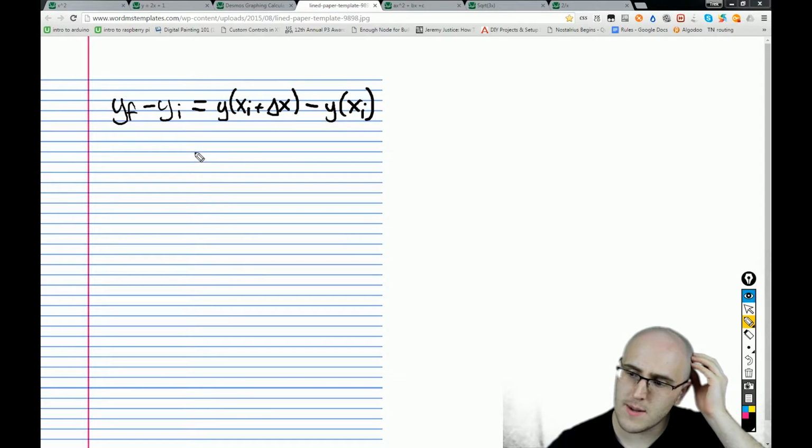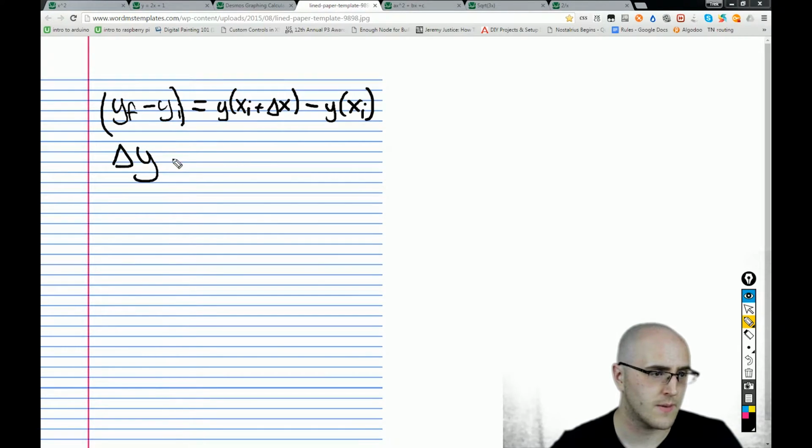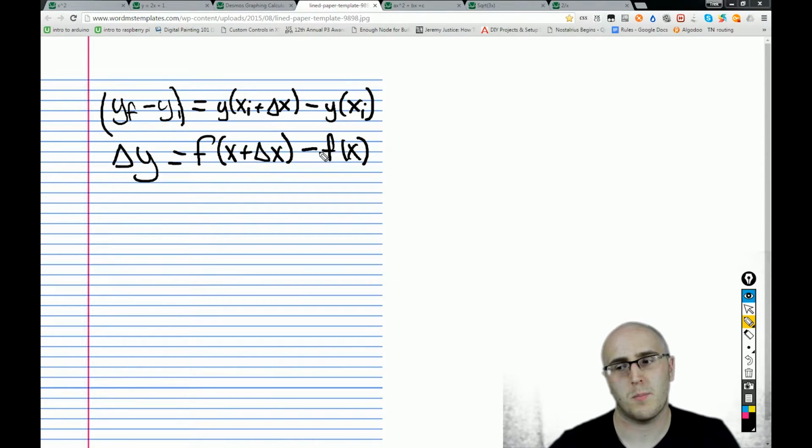Well, I'm going to substitute in some symbols here. Let's call this section here delta y. And I've already used delta x over here, but let's go ahead and rewrite this just so it's clearer. I'm going to say y is a function of x. We're going to write it as f of x. So we're going to write f of x plus delta x minus f of x. This should start to look pretty familiar, but it'll look especially familiar once we go to the next step.